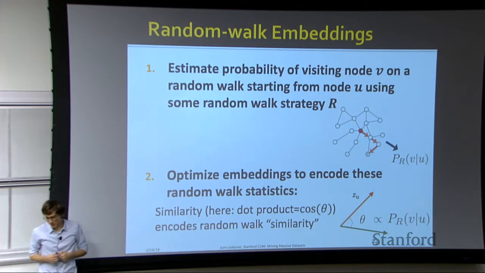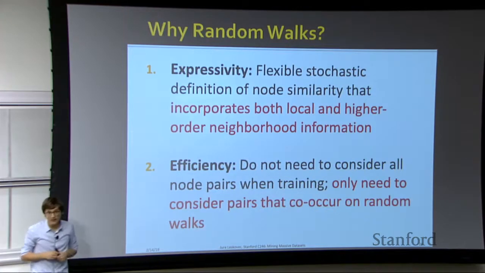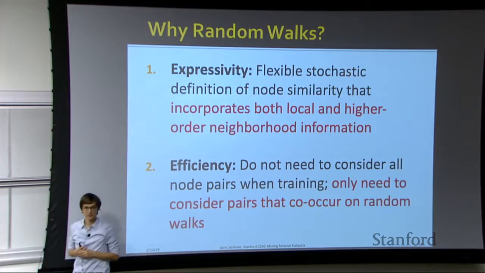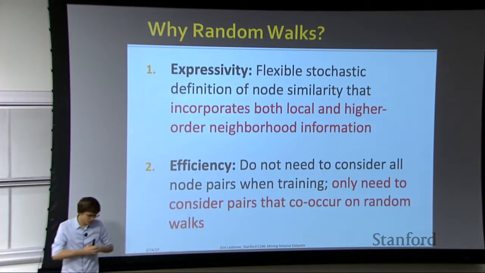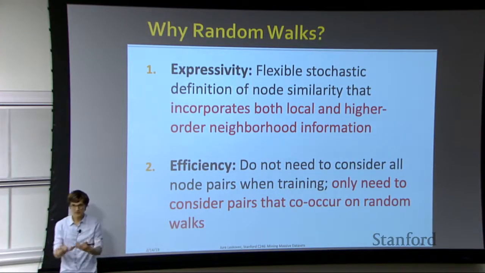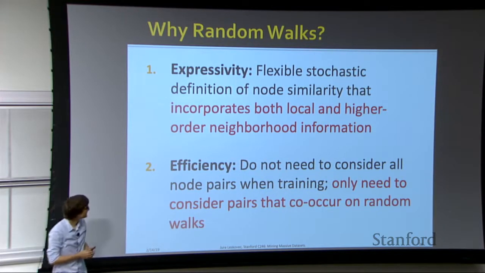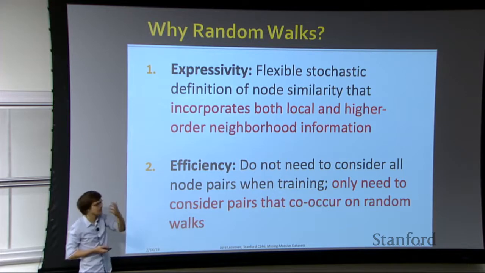So now the question is, why random walks? Why not something else? The reason is that random walks are extremely flexible and stochastic, and they allow us to define node similarity that incorporates both local and higher-order, more global, network similarity information. They really allow you to capture what is very close around the starting node and also how the network looks farther away. So that's one good thing about them.